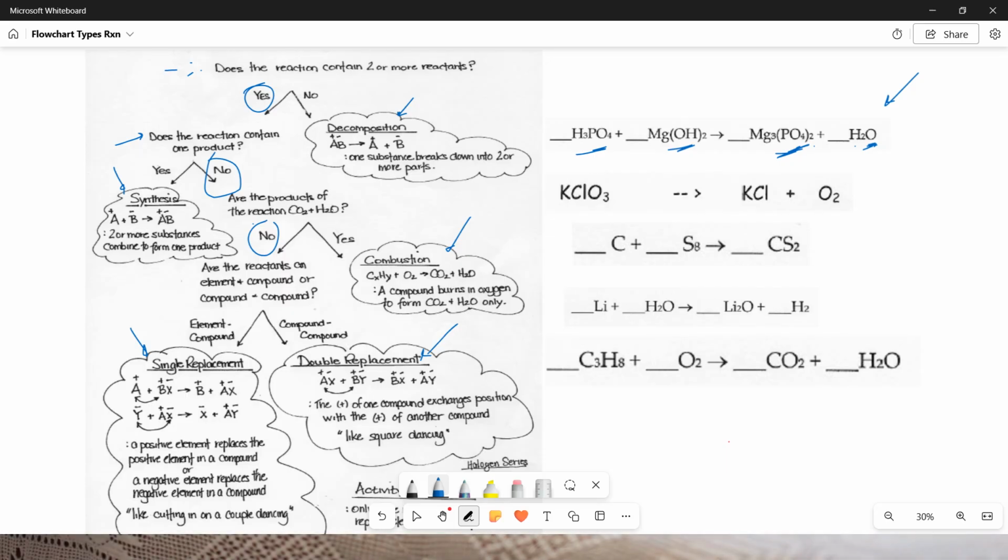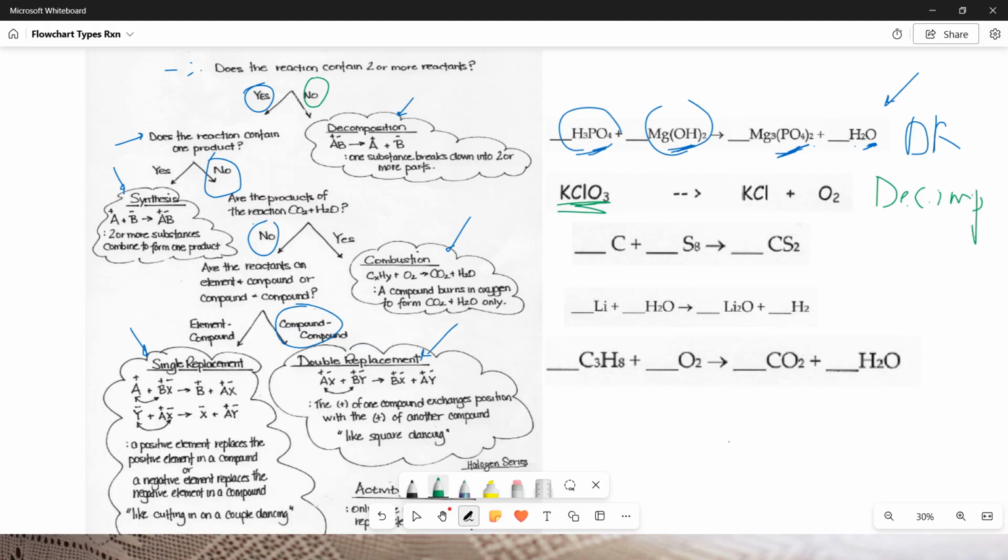The next question, are the reactants an element and a compound or a compound and a compound? This is a compound, and this is a compound. So we are going to have a double replacement reaction here. Let's look at the next example. Starting at the top of the flowchart, does the reaction contain 2 or more reactants? No, there's just one reactant here. And so therefore, this is a decomposition reaction.